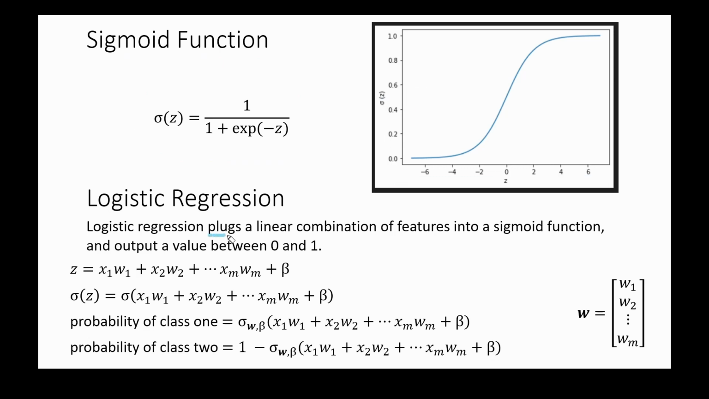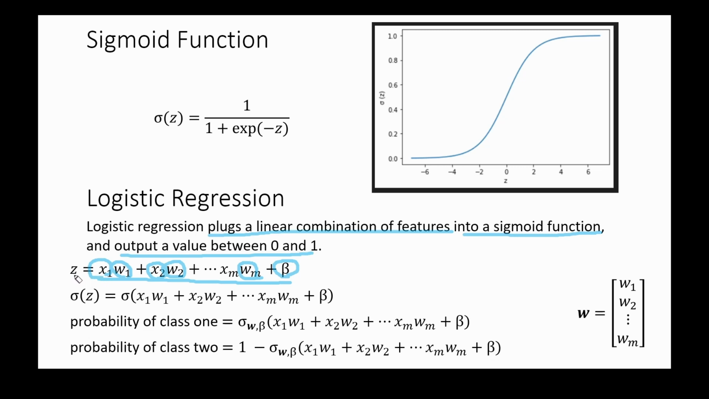Logistic regression basically plugs a linear combination of the input features into the sigmoid function and then outputs a value between 0 and 1. A linear combination is basically multiplying each input by a weight and then summing them up. So this is an example expression of the linear combination of the input features, where x1 represents the first input feature, x2 represents the second input feature, all the way to xm. And then W1 is the weight for the first input feature, W2 is the weight for the second input feature, all the way to Wm. And then lastly, we add a beta, which represents the intercept. Summing all the terms up, this is a linear combination of the input features.